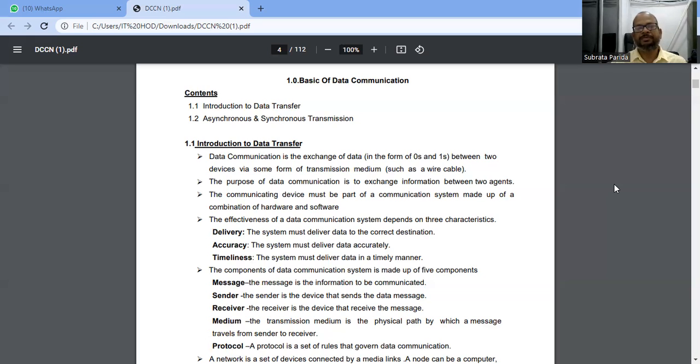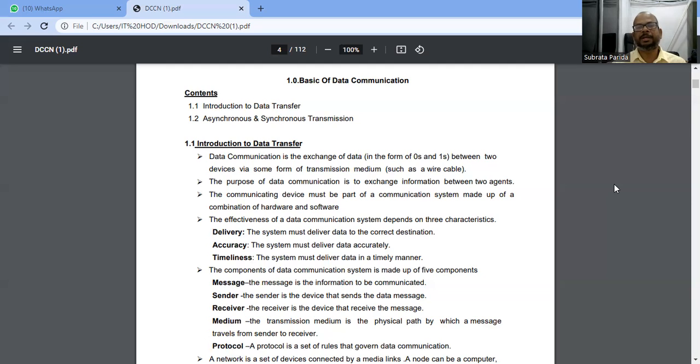Based on that, we can form one network. This is nothing but the combination of numbers of hardware and software with the help of communication channel. So all the things must have the capability to cope up with that network system.